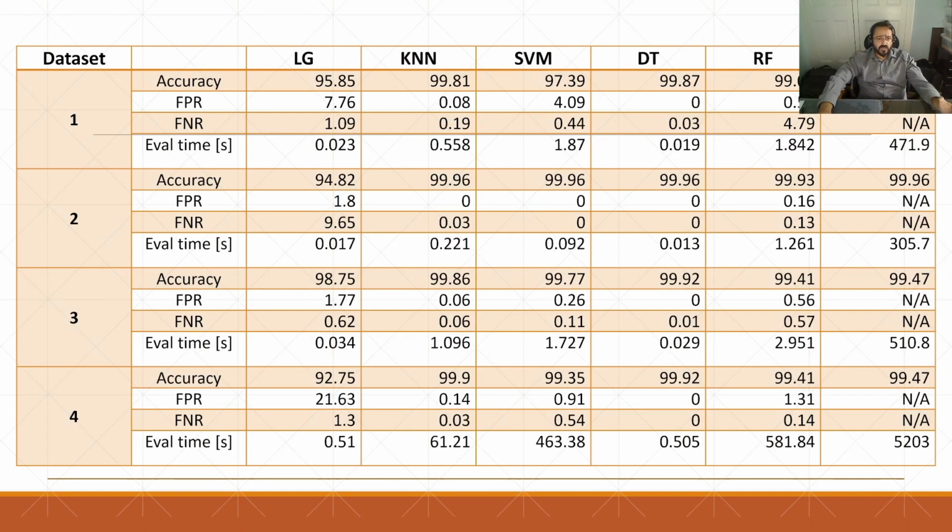So after we figure out the features, we use six classifiers from the literature, the most well used in the literature review. So we use logistic regression, LG, KNN, SVM, decision trees, DT, random forest, and deep neural networks.